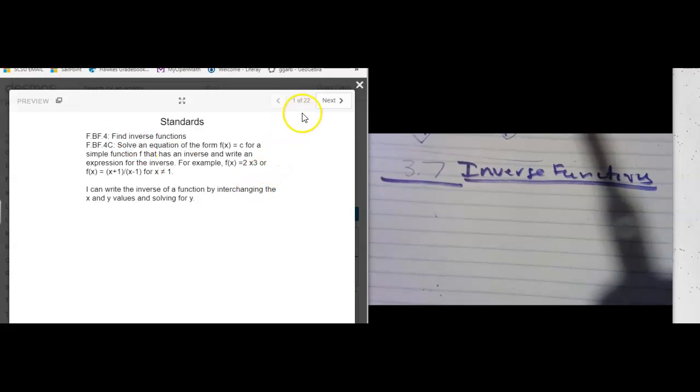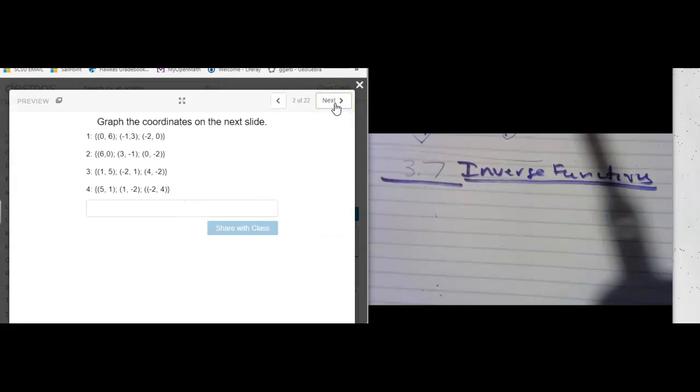So what are inverse functions? Well, they basically undo one another. Okay, so it's a function that undoes one another. So what does that mean? That means that x's and y's are going to switch. So we're going to graph these coordinates on the next slide.